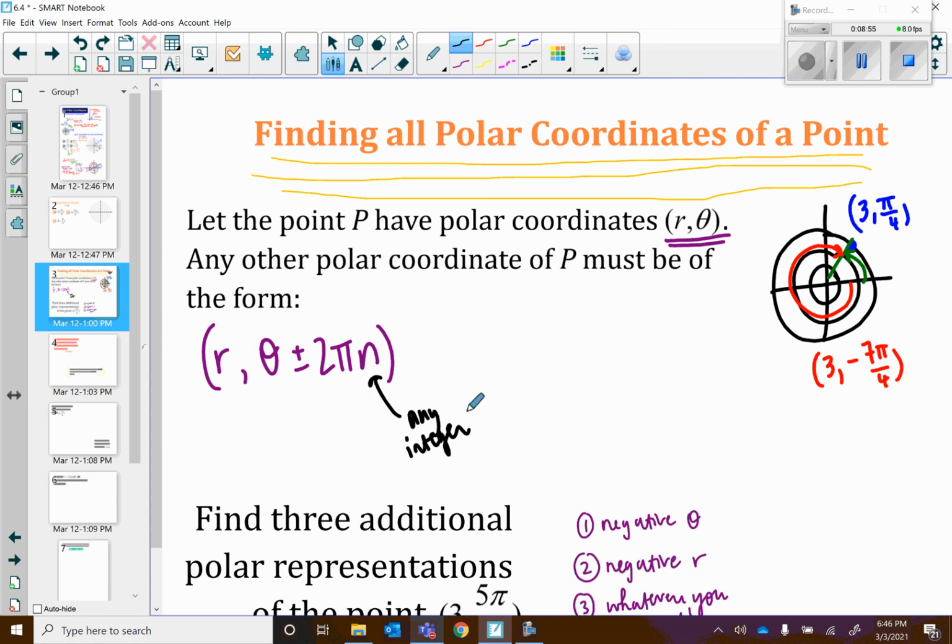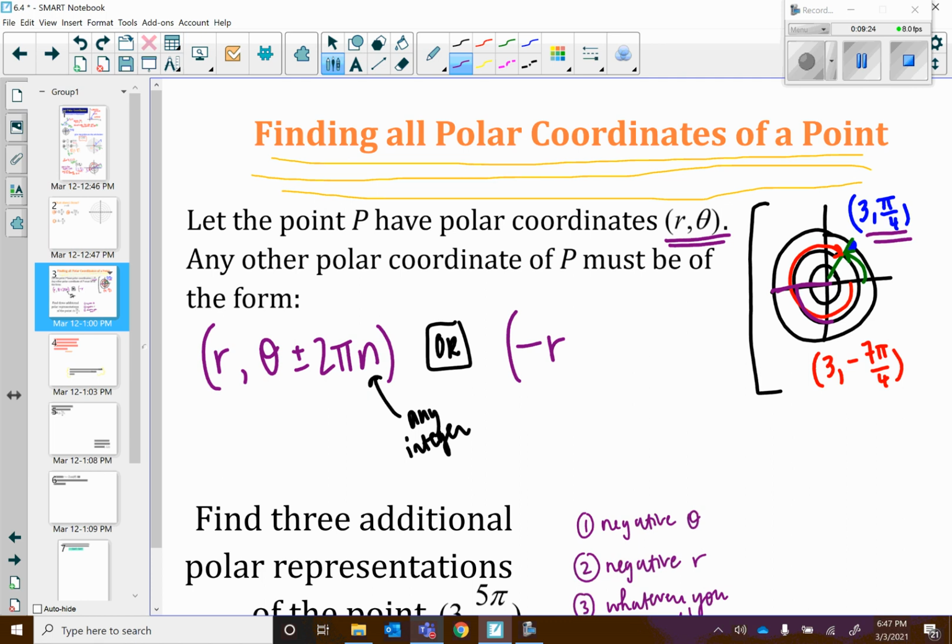That would be like the example I drew right here, right? We add one circle, or we subtract one circle, or we add 3 circles. We'll still be at the same angle because we have coterminal angles. This is not the only way though. Or what would it be if we made our r negative? So now let's consider, how do I get to this same place, but starting from here?